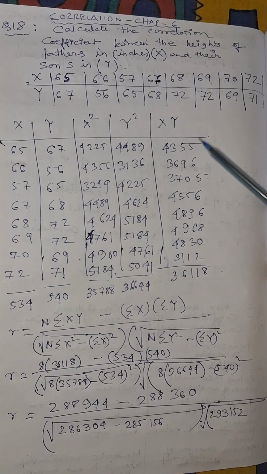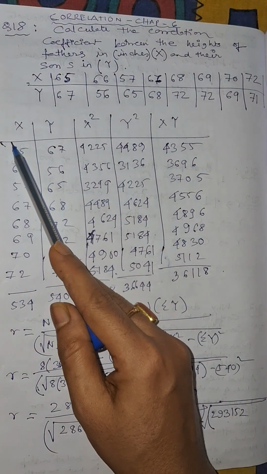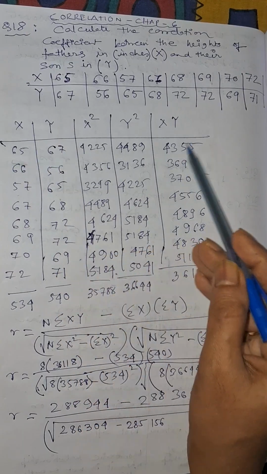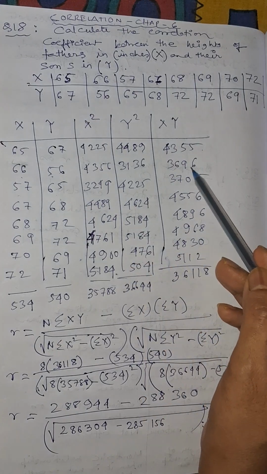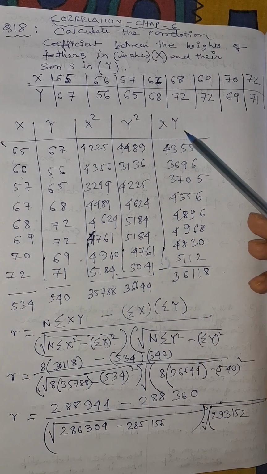Next, in the last column we present the xy. That means multiplication of x values and the y value. So the first value will be what? 65 into 67, which is 4355. Next is 66 into 56, which is 3696. So in this way we write all the values of x into y.